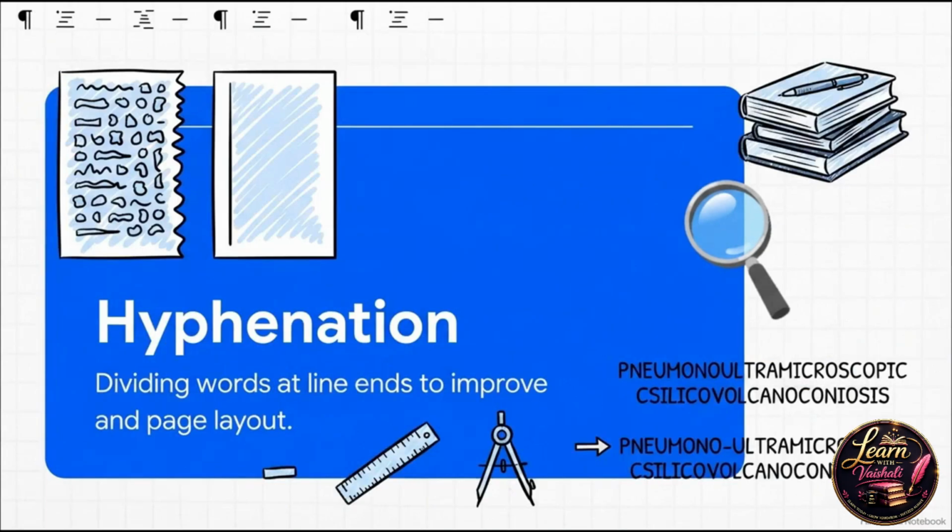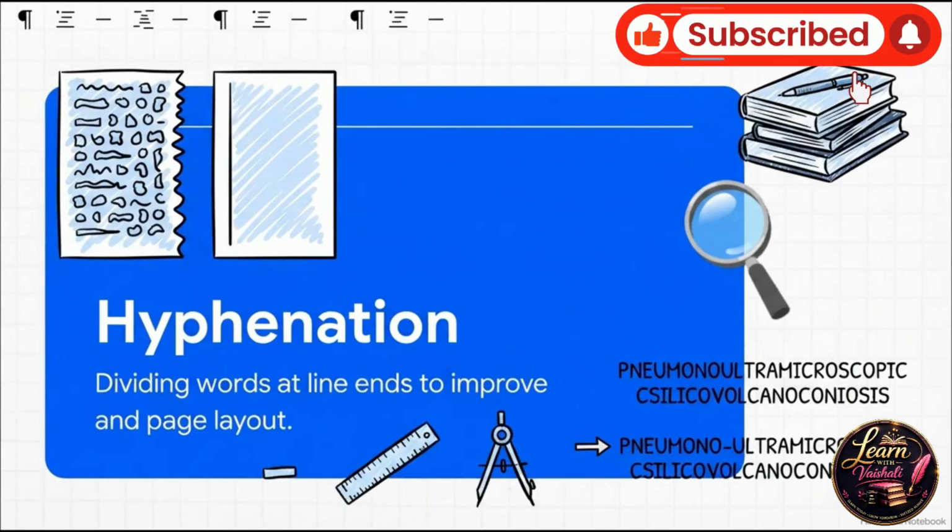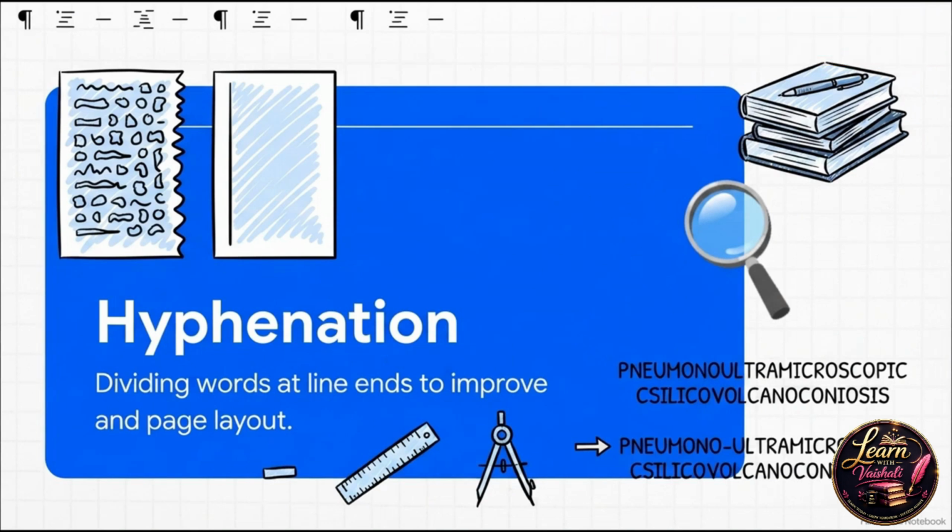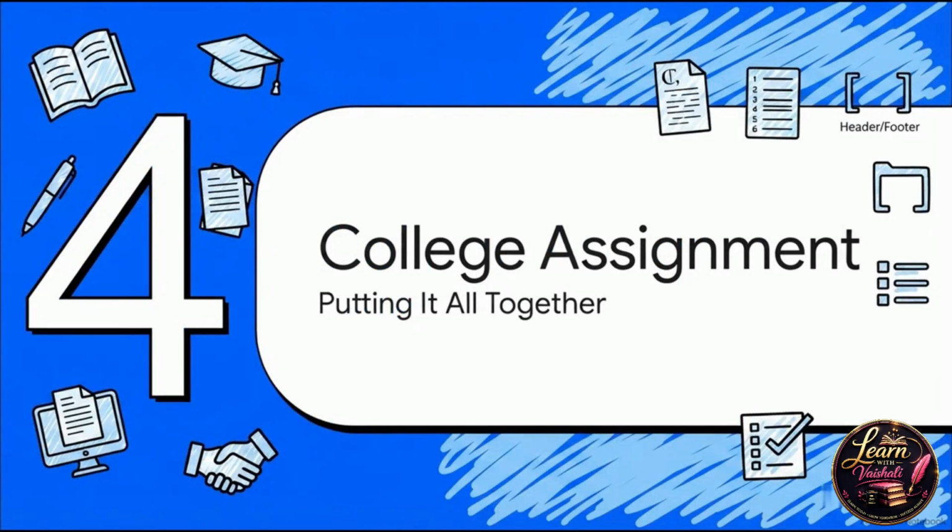And to cap off our formatting toolkit, we have Hyphenation. This is simply the process of dividing words at the end of a line appropriately. Now you might be wondering, why does this even matter? Well, without it, your text can look really jagged, leaving these awkward, blocky blank spaces at the end of your lines. Hyphenation automatically splits long words across 2 lines, which keeps the margins of your document looking incredibly clean, tight, and completely professional.